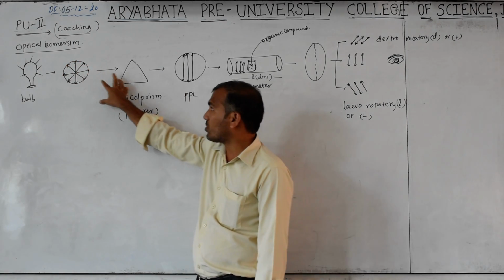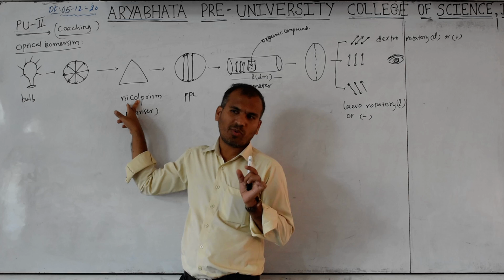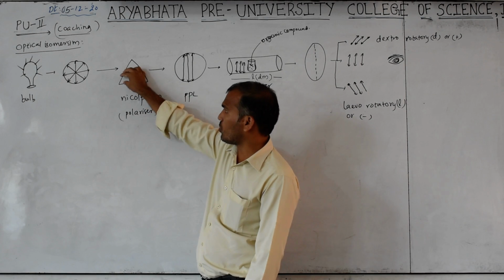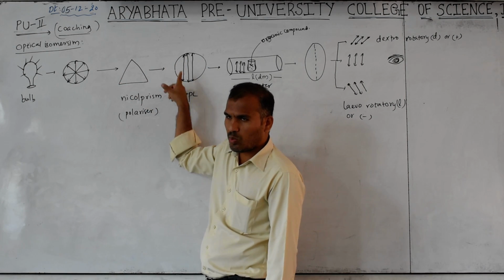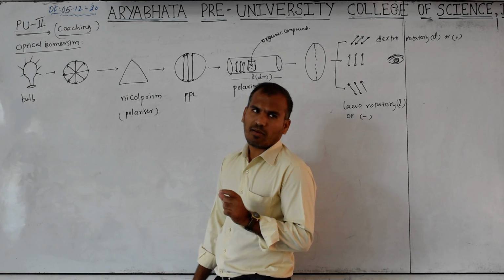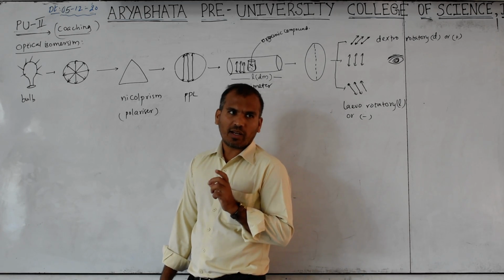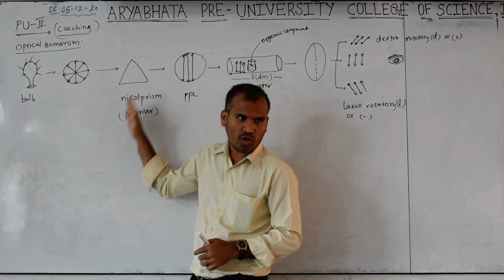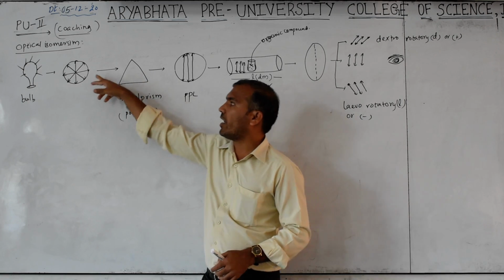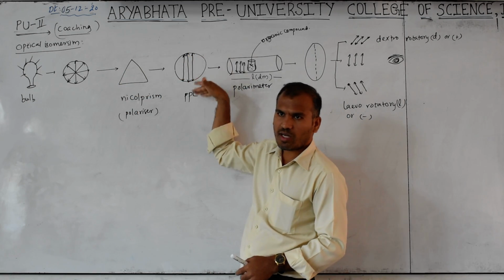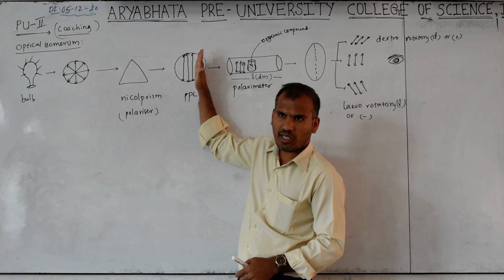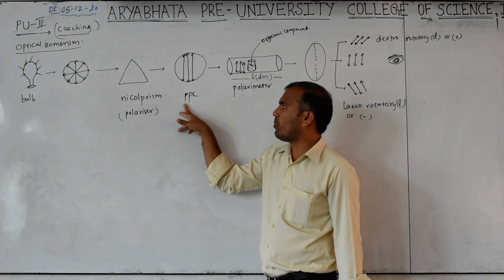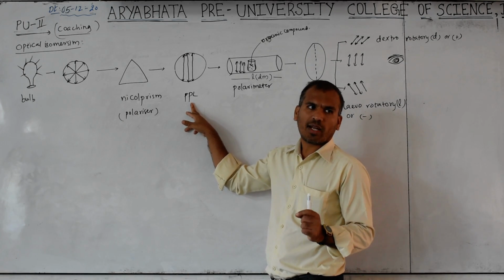When this light passes through this Nicol prism, only this prism is required, not any other prisms. This Nicol prism allows through it only the electrical field, not the magnetic one. All other waveforms are stopped here. And that light will be propagated in one plane or in one direction. This is in one direction. These are propagated in all directions. This is called PPL, plane polarized light.